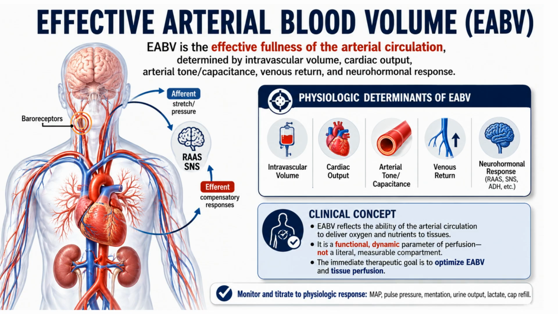The body senses arterial stretch through baroreceptors. When arterial filling is low, the sympathetic nervous system, the renin-angiotensin-aldosterone system, and vasopressin activate. A terminology point is important here. AVP, or arginine vasopressin, is the same hormone many of us learned as ADH, antidiuretic hormone. The names differ, but the water-retaining signal is the same.